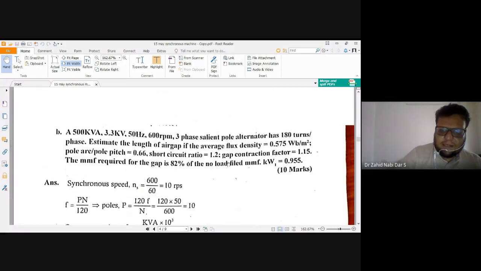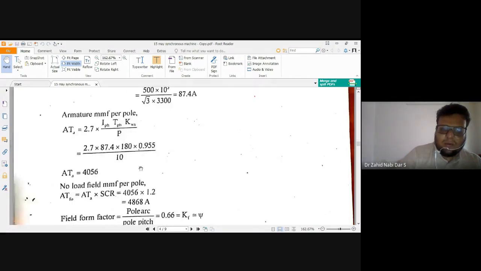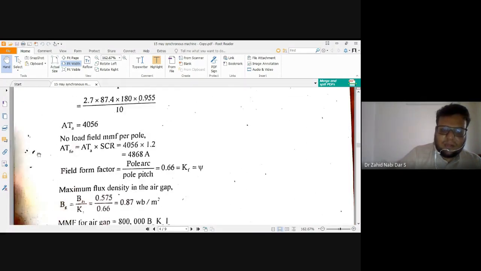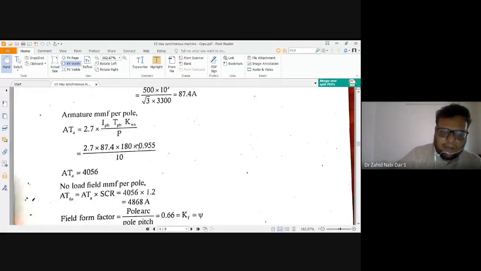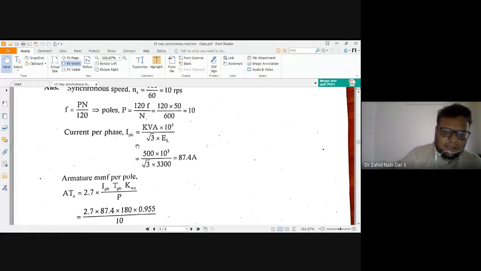So short circuit ratio is 1.2. We understood. How much is the ampere turns? Ampere turns is this, 4056. How to calculate the ampere turns? Ampere turns is armature MMF per pole, that is 2.7 I phase, T phase, kWs, P. What is I phase? I phase I have to calculate from here.